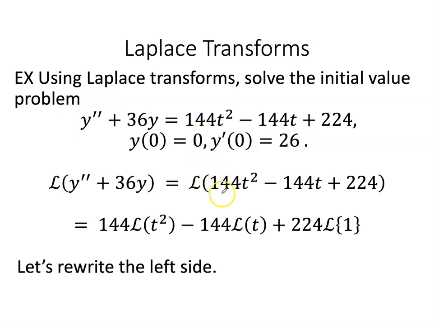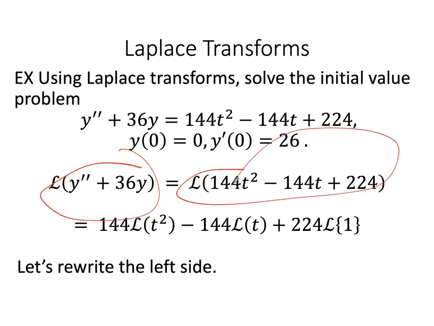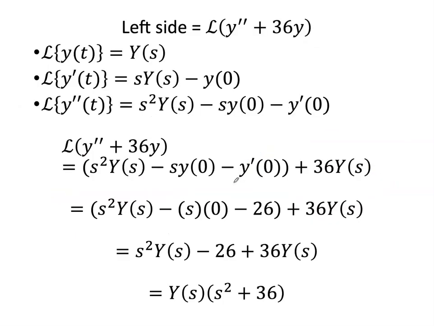You know what to do. First thing we do is take the Laplace transform of each side. Now the right side can be rewritten as 144 L of t squared minus 144 L of t plus 224 L of 1. Let's rewrite the left side.